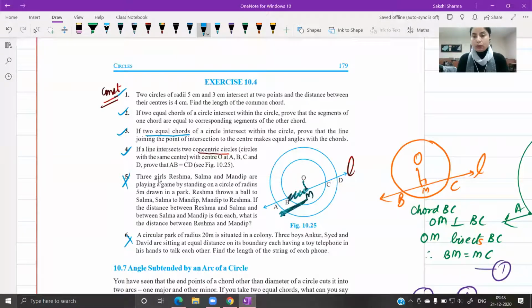You have to prove that the line joining the point of intersection to the center. So you will have a point of intersection of the chords. You will join that point to the center. And what will happen is an angle is formed by that line that joins the point of intersection to the center with each of the chords. You have to prove those angles are equal. Let's just draw a rough figure here so that it's easier to understand.